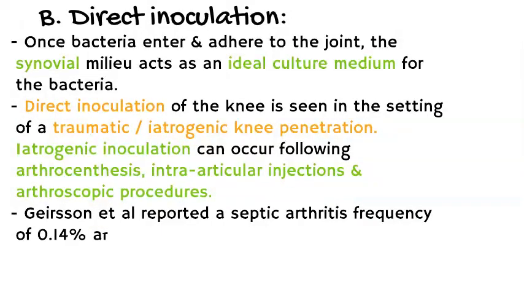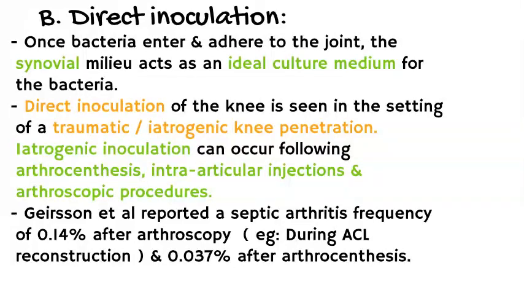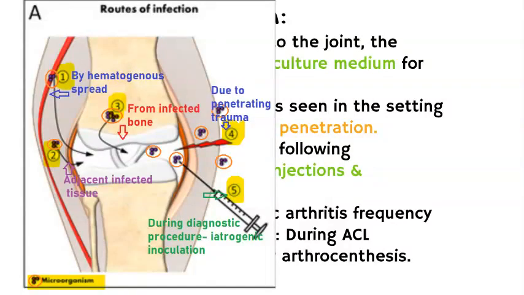Gerson et al. reported a septic arthritis frequency of 0.1% after arthroscopy, for example during anterior cruciate ligament, or ACL, reconstruction, and 0.037% after arthrocentesis. Again, this figure shows the routes of infection.